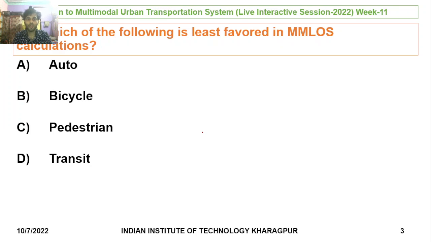So if you want to develop or plan for this kind of multimodal facility, what do you think will be the least favored, right? It will come at the last, so you want to give the least priority to which of these modes? Is it the auto, the bicycle, the pedestrian, or the transit? Transit means your bus, trains and those, and the pedestrian means us, if we are walking, that's a pedestrian thing. And the auto, you can consider auto rickshaw, or you can consider maybe your car also, right?